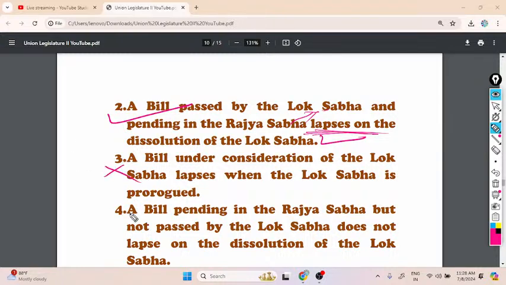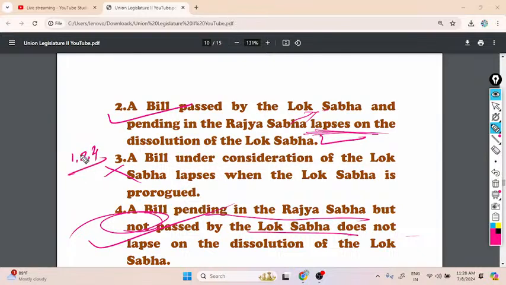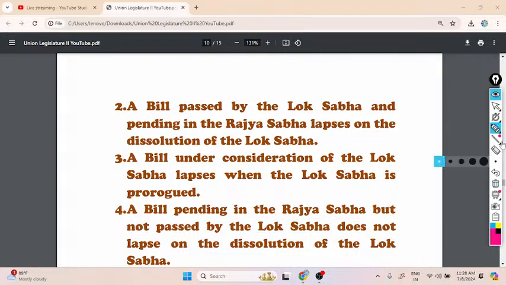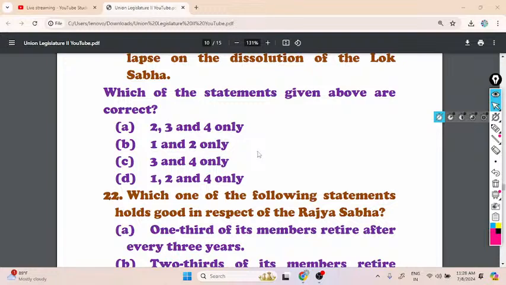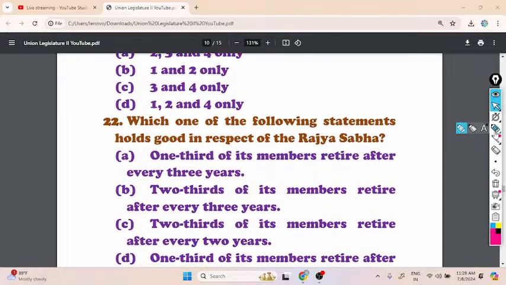That is incorrect. A bill pending in the Rajya Sabha but not passed by the Lok Sabha does not lapse. Yes. Then 1, 2 and 4 are correct. 3 is incorrect. Got it? So 1, 2, 4 will be the answer. Yes. Option D.